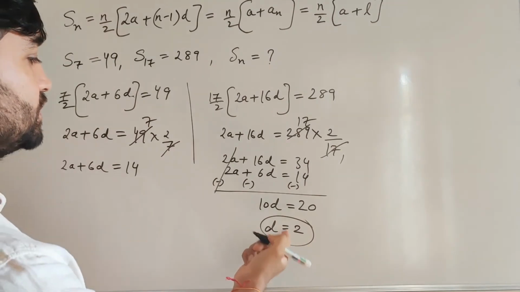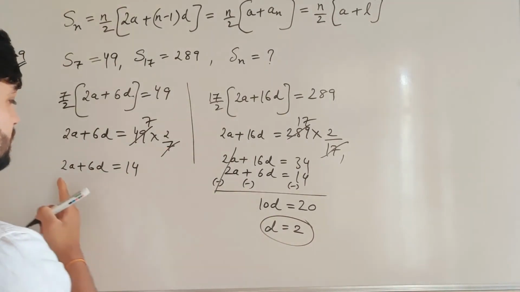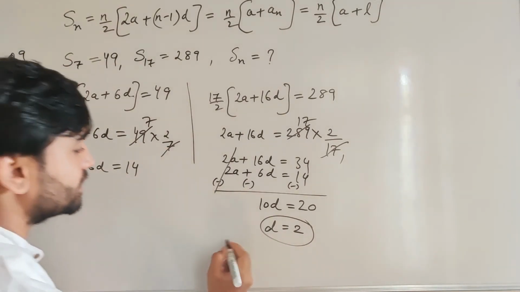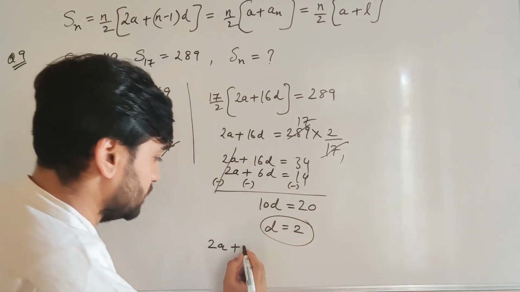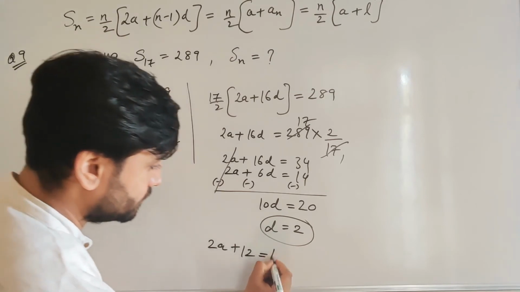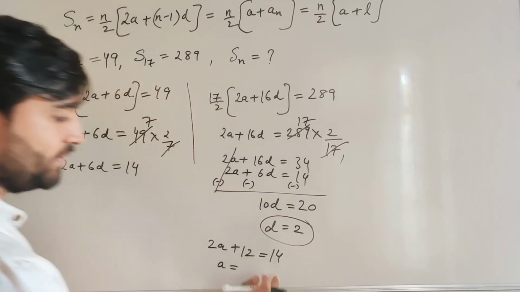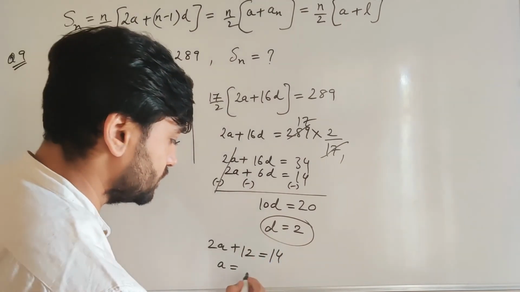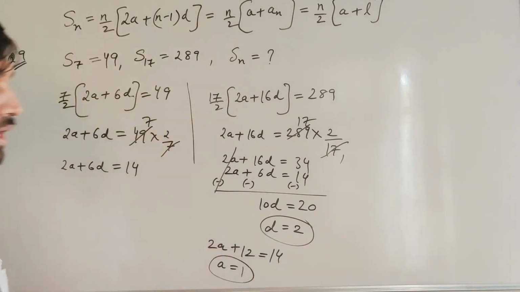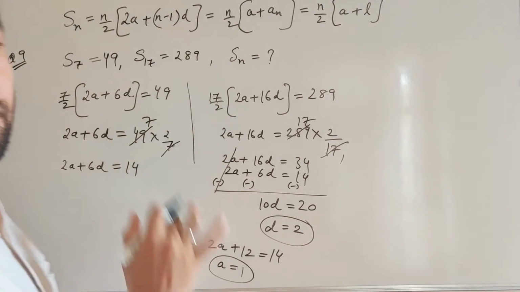Okay, this d value we substitute in one of the equations. So let us say I substitute here, I get 2a plus 6 into 2. So a value will be 14 minus 12, 2. So 2a equals 2, and this 2 goes down. I get a value as 1. Okay, so they're asking Sn value.